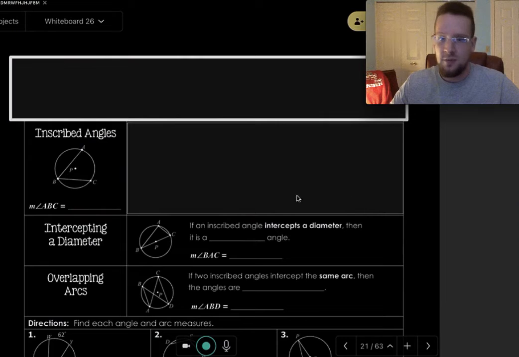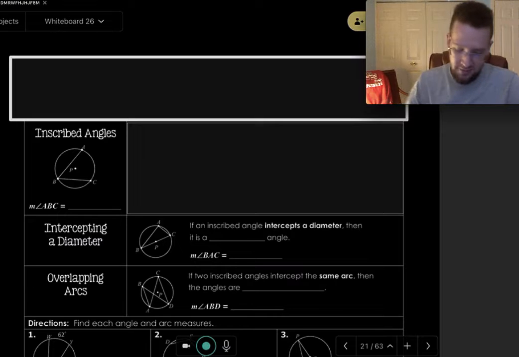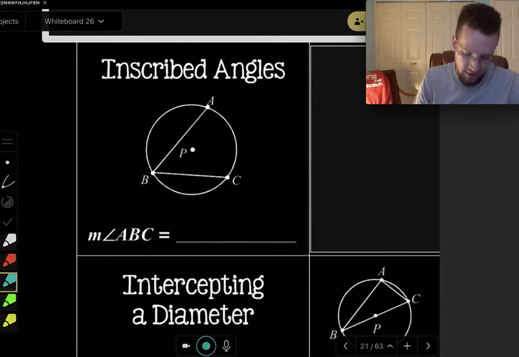Today I will be the rabbit that leads you down into Wonderland and looks deeper into the maze that is circles. And today we're going to be looking at what are called inscribed angles. Now these inscribed angles are super easy to see. An inscribed angle is an angle formed by points all on the circle.